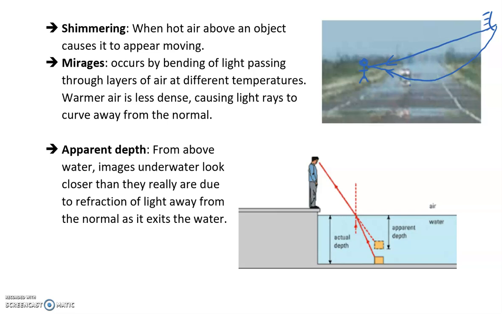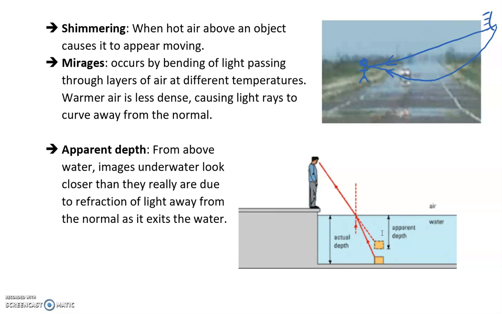The last example I want to talk briefly about is apparent depth. You probably know from experience that if you drop something in a shallow pool and you try to reach down and get it, it looks like it's shallower than it actually is. You notice you have to reach down deeper than you actually think you do. And that's because of apparent depth.